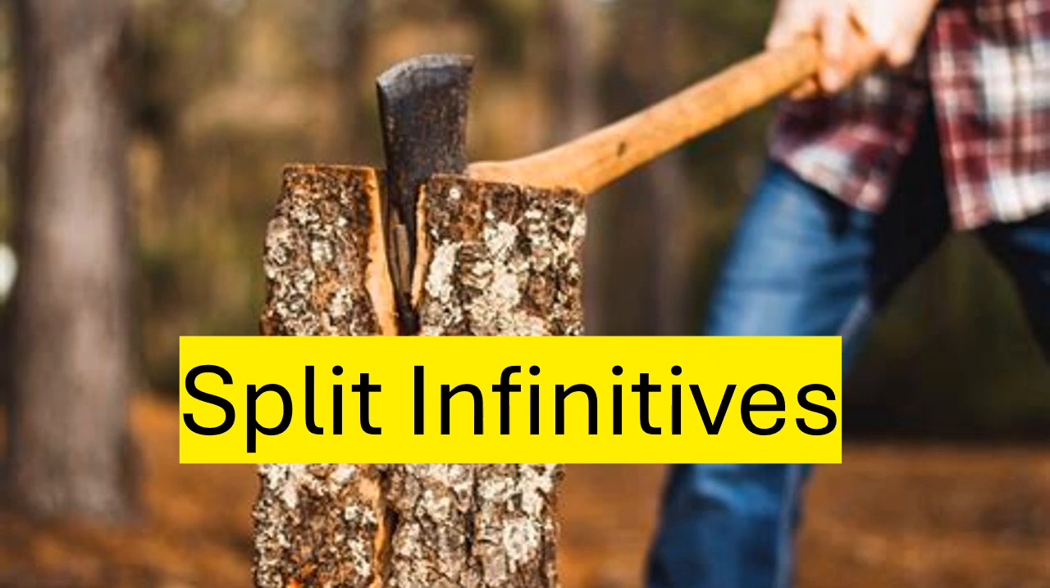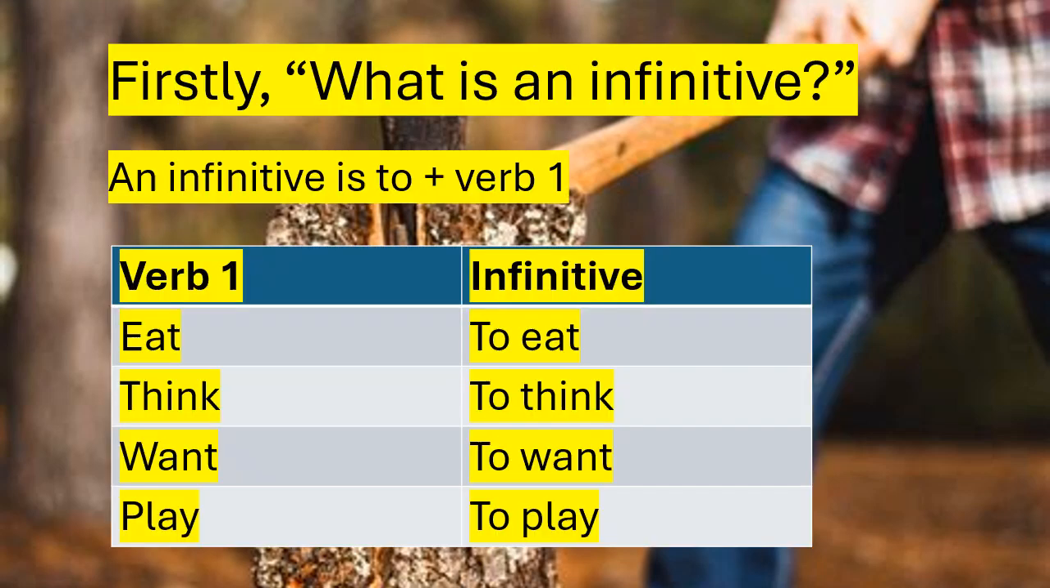Today we're going to look at split infinitives. Firstly, what is an infinitive? An infinitive is the word "to" plus the verb one. So verb one: eat, think, want, play, and the infinitive: to eat, to think, to want, to play.